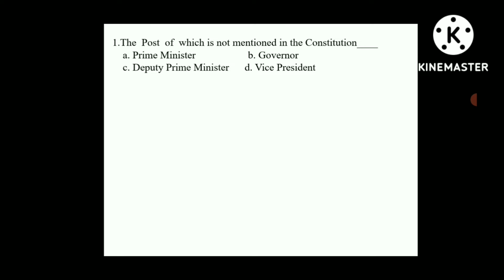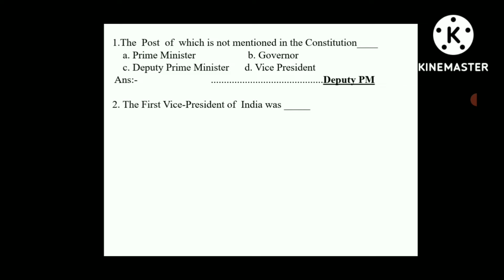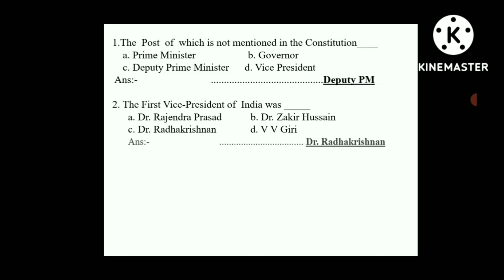The post of which is not mentioned in the Constitution: Prime Minister, Governor, Deputy Prime Minister, Vice President. It is the Deputy Prime Minister or Deputy PM. The first Vice President of India was Rajendra Prasad, Zakir Hussain, Dr. Radhakrishnan, V.V. Giri. It is Dr. Radhakrishnan.